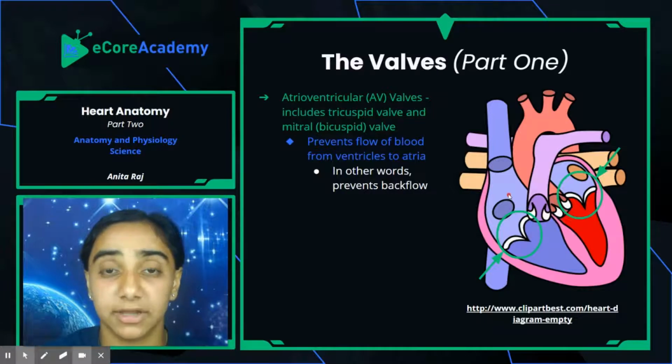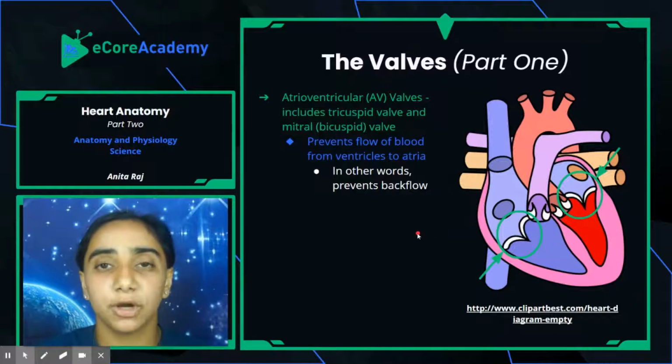It separates your right atrium from your right ventricle, and your mitral, also known as your bicuspid valve because it has only two flaps as opposed to the tricuspid's three flaps, separates your left atrium from your left ventricle. So the purpose of these valves is to prevent flow of blood from the ventricles to the atria. So what does this mean?